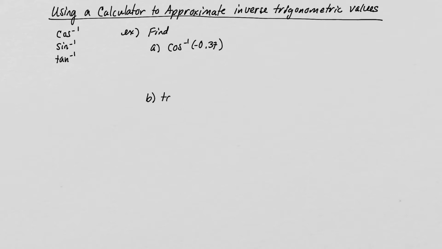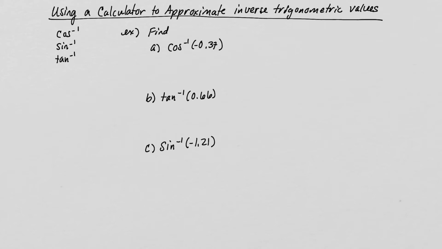B, the inverse tangent of 0.66, or C, the inverse sine of negative 1.21. Okay, so it is just a matter of putting it into your calculator, but you want to be a little careful. You want to double check that your answers turn out to be the same as my answers, and that's because you want to make sure that your calculator is in radians.